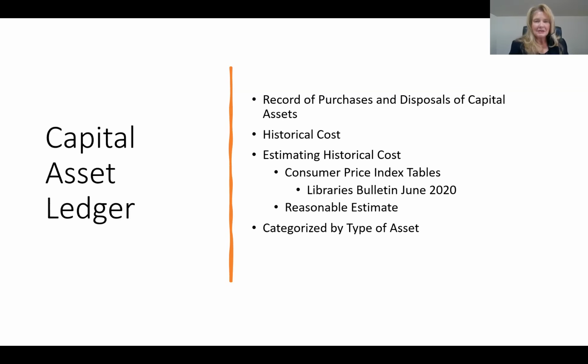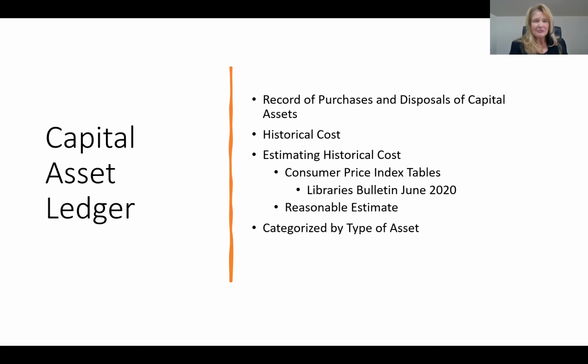Okay, for the capital asset ledger, hopefully you all are familiar with it. That just records the assets that you have that have exceeded that threshold and any purchases and disposals of capital assets. When you do record a capital asset on your ledger, it is recorded at historical cost, which is the amount that you purchased it for. If you have an asset and you don't know what the historical cost of that item is, then there are ways that you can estimate that.